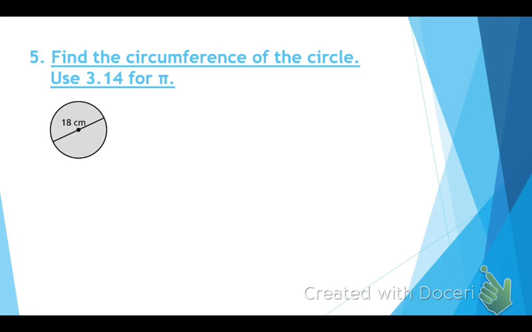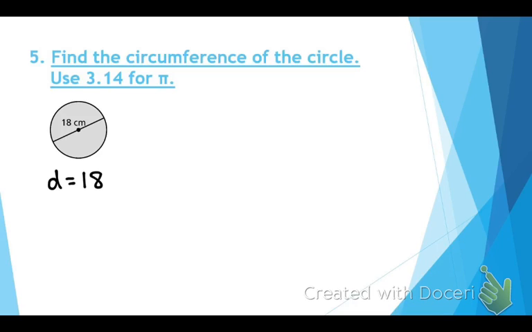All right, for the next one, you're trying to find the circumference of the circle, and it wants you to use 3.14 for pi. Always identify first whether you have the diameter or the radius. Which one do we have, guys? We have the diameter.